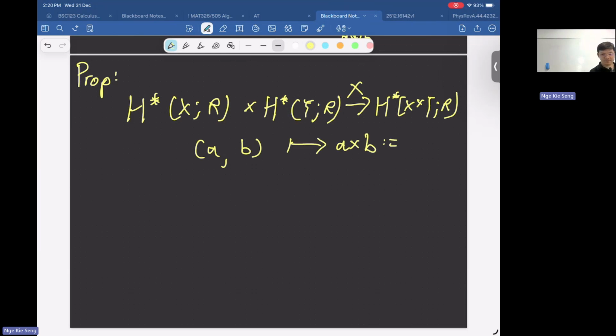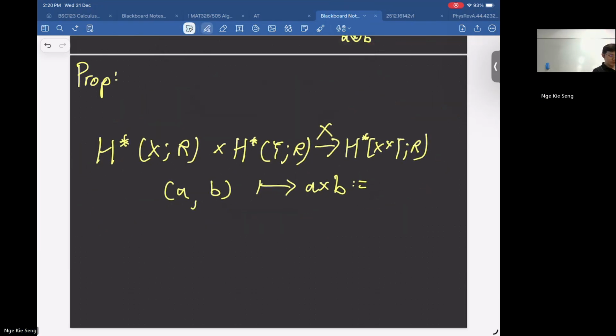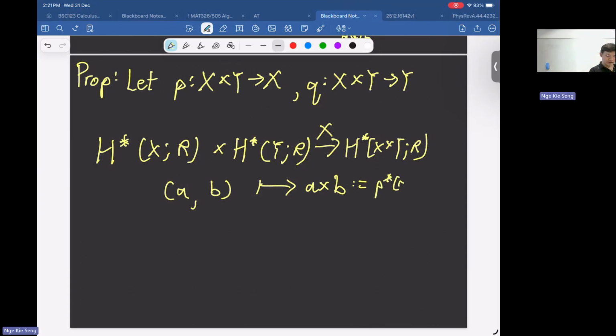So what's A cross B here? What we're going to do is define a projection map P from X cross Y to X, and then Q from X cross Y to Y. And then we apply P star to A, and then cup with Q star of B like that. Okay, does it make sense?